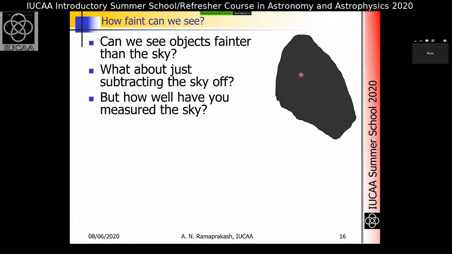Now the question is, is this going to work? Is this technique going to work? Yes and no. That is because every time you make a measurement of the light coming from any source, not just the sky itself or the star itself, any light measurement, there is an error in the measurement. Your measurement is never going to be perfect. There is always going to be an error in the measurement. So the question is, how well can you measure the sky brightness?